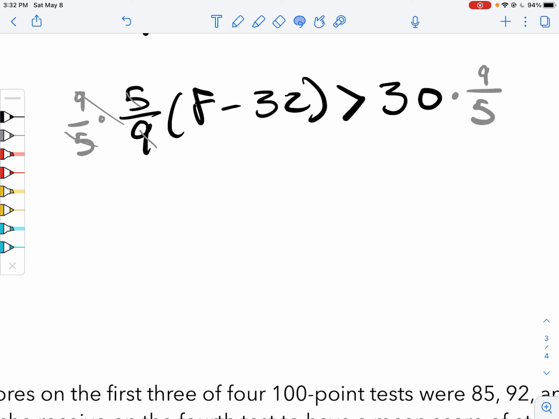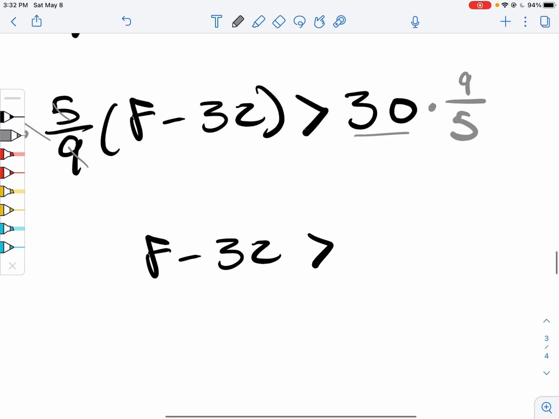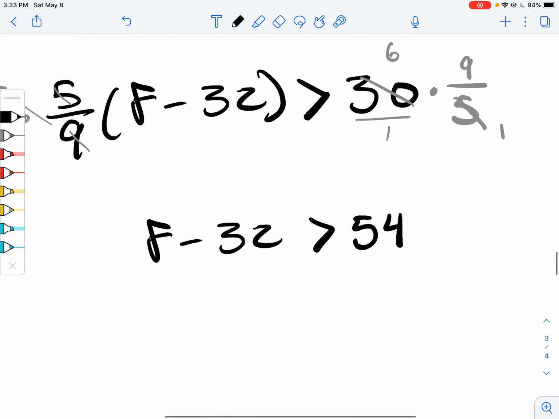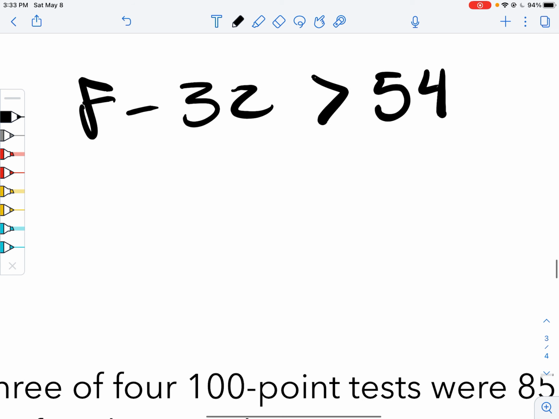That's great. We're left with F minus 32 is greater than, how are we going to do that? Well, 30 is like 30 over 1, and 30 and 5 are going to reduce out because 30 divided by 5 is 6. So 6 times 9 gives us 54. And then finally, we have one more step to get F by himself. We need to add 32 to both sides.